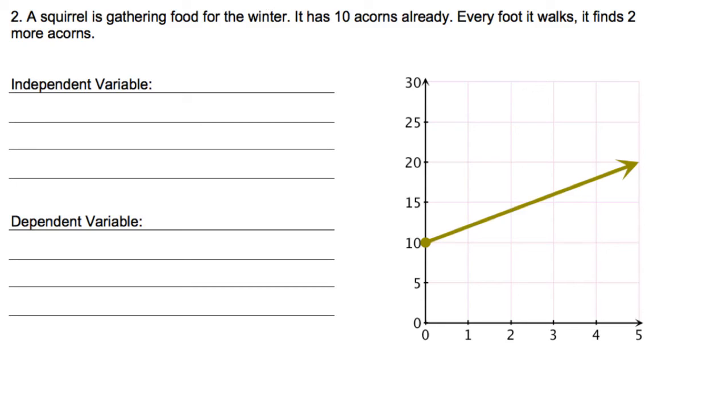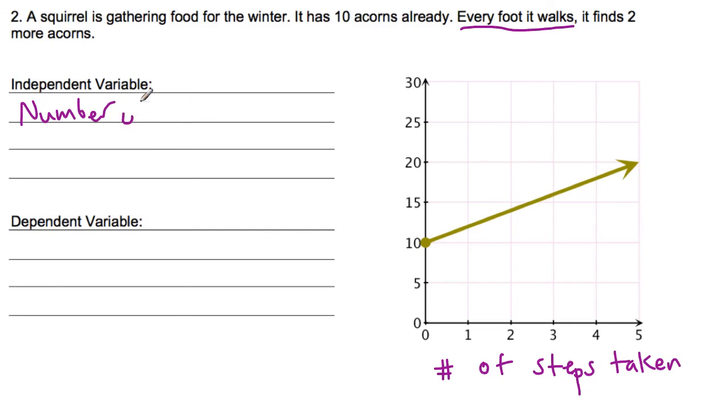Okay, what happens first is that the squirrel is walking. So it's walking along, and that's going to be our independent variable: number of steps taken.